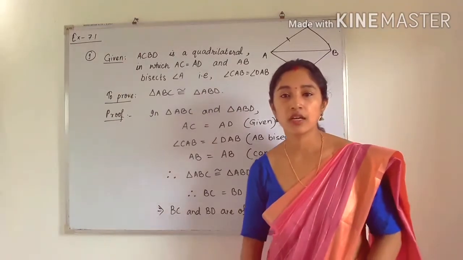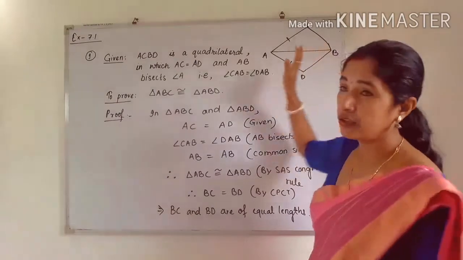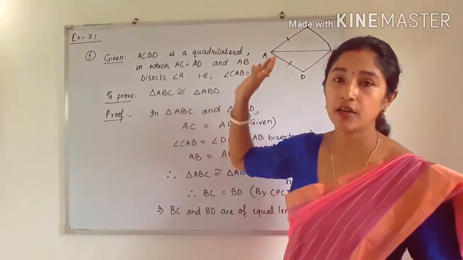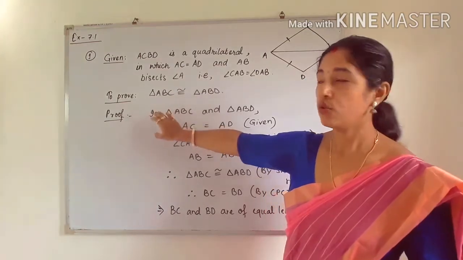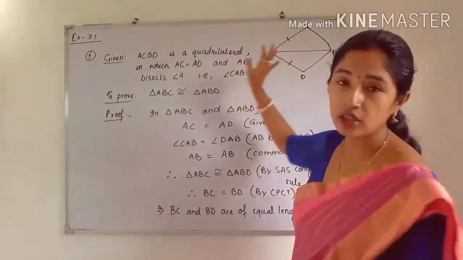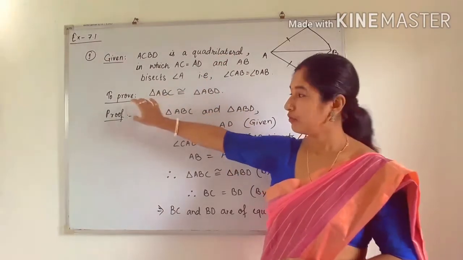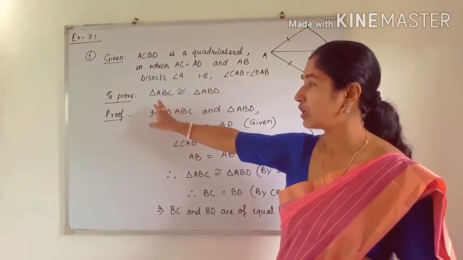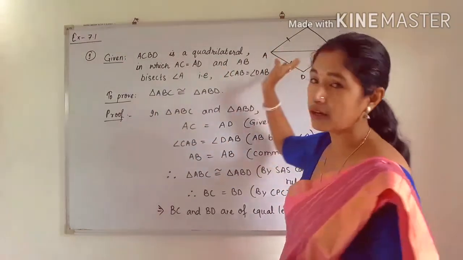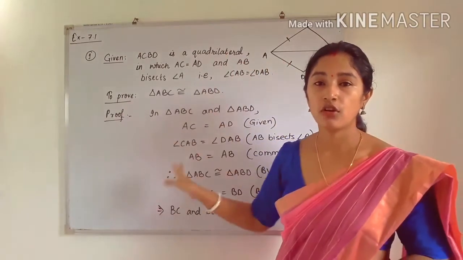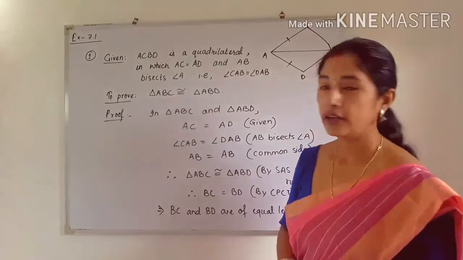Next, suppose there is a construction we have to do, or we have to draw some line in the given figure, then after 'to prove' we have to write construction. As there is no construction in this particular question, there is no need to write that part. We will not write the construction part, so directly we will start the proof, because using this diagram only we can prove this question.